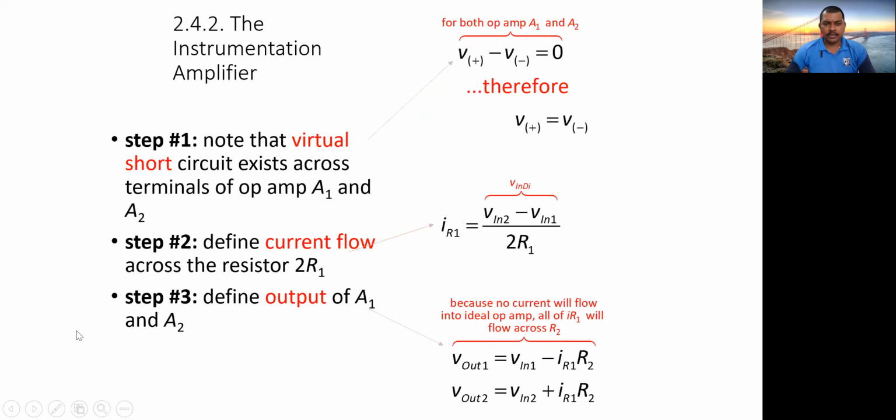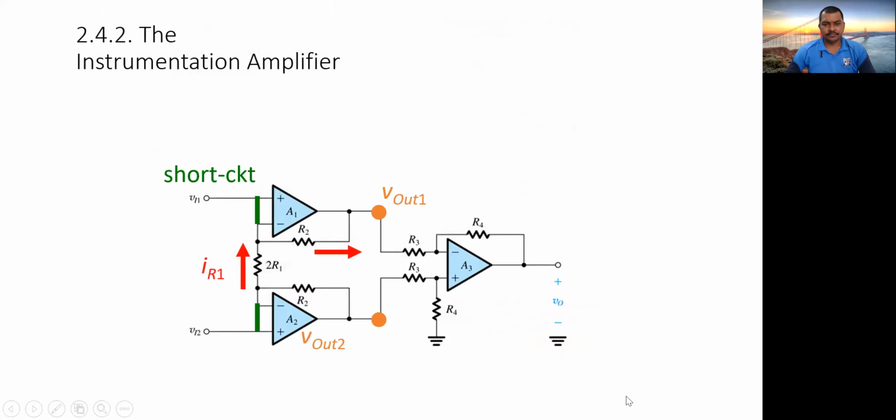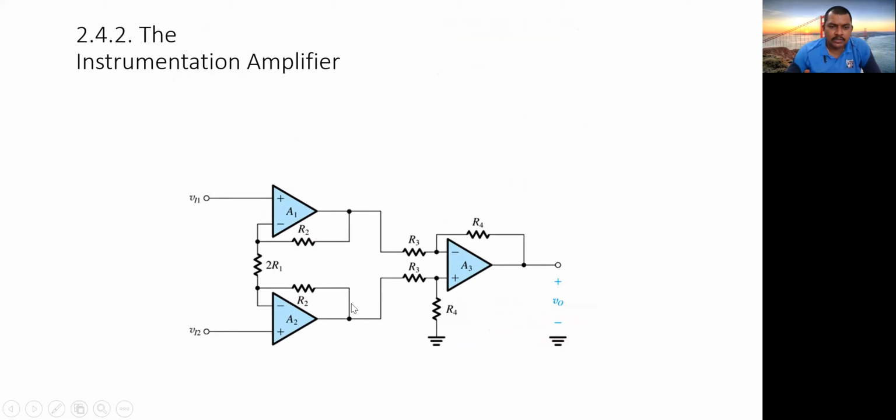So the outputs of A1 and A2 will be equal to V in minus I1 R2, and V out will be equal to V in plus I1 R2, and then like this. So all of the current is going to flow, and this is a short circuit. Short circuit means no current flows through this because it has high input impedance. So current nahi jayega isme se. So all the current is going to flow through this twice of R1, that is IR, right? ये यहाँ पे ये arrow से show किया हुआ है.